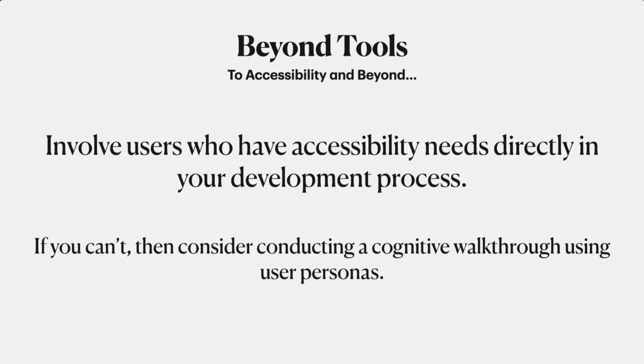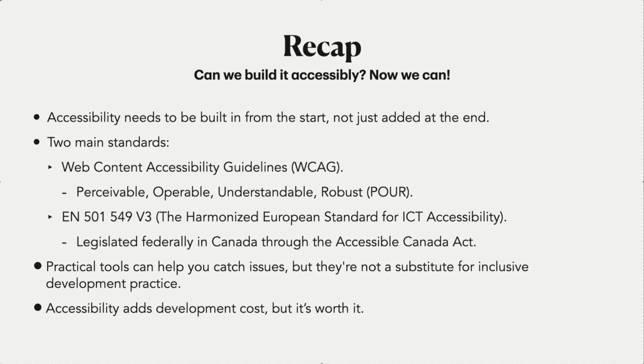If you don't have access to testers who use assistive technology or adaptive hardware, and often in academic or small team contexts you won't, a structured alternative is to conduct a cognitive walkthrough using user personas. This is a technique covered in CSCI 310, Human-Computer Interaction. You create detailed personas representing users with different accessibility needs and walk through your software's key tasks from their perspective, asking at each step whether this persona would be able to complete this task and what barriers they might encounter. It's not as effective as real user testing, but it is a structured and methodical way to catch issues you might otherwise miss.